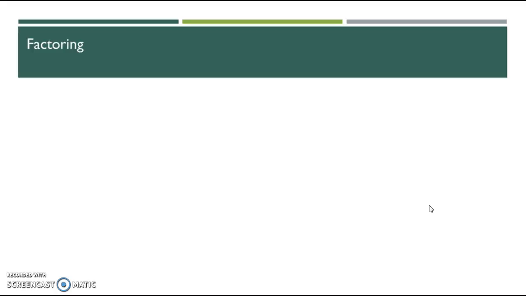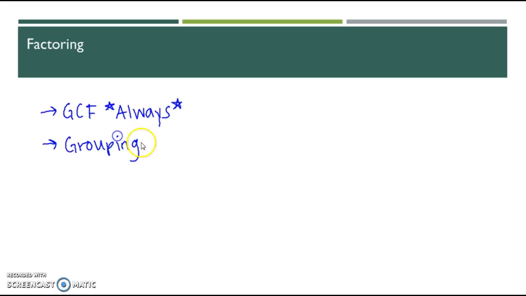Then we went into factoring, and we had several different methods of factoring. We start with the GCF. You always look for the GCF first in every type of factoring. No matter what, you always look for your GCF. Then we talked about grouping, and grouping is when we have 4 terms. So if you see 4 terms, you've got to be thinking grouping.